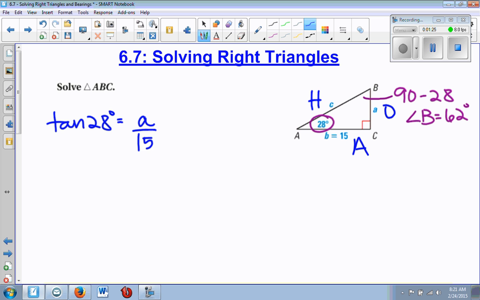You set up a ratio with the variable in the numerator. We're going to use a trig ratio, or you could use the Pythagorean theorem. Since you know now two of the sides, we can always use a squared plus b squared equals c squared to find the third side. So I'm just going to use another trig ratio because I think it's easier.